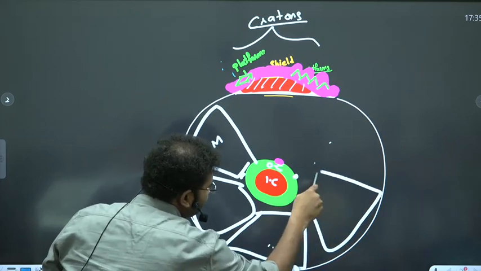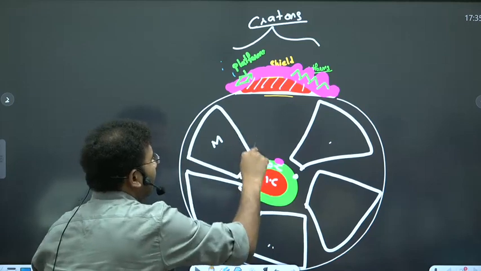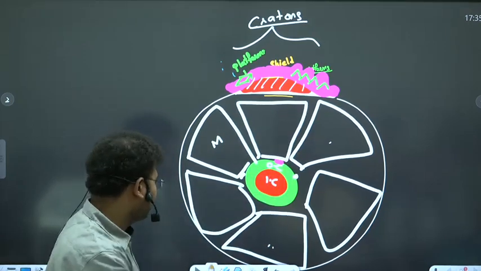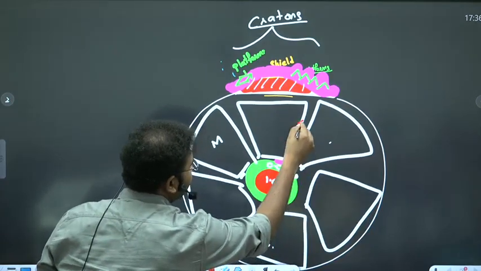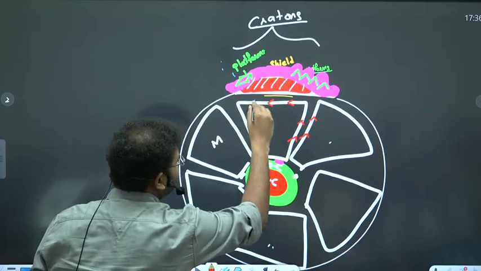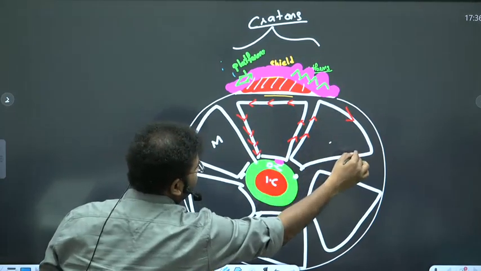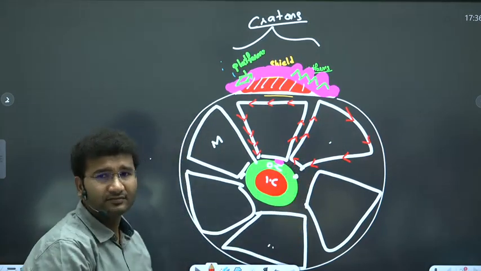Any doubt in this? Okay? So just imagine that this is a rising limb. What happens? This will become your sinking limb. Any doubt in this? Does anyone not understand?